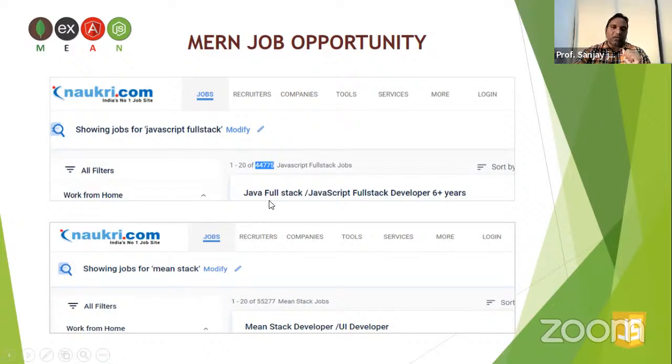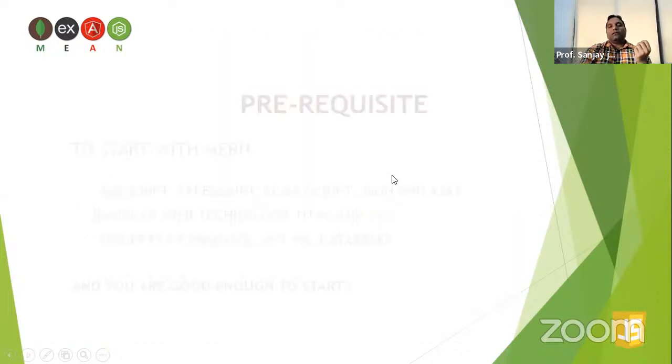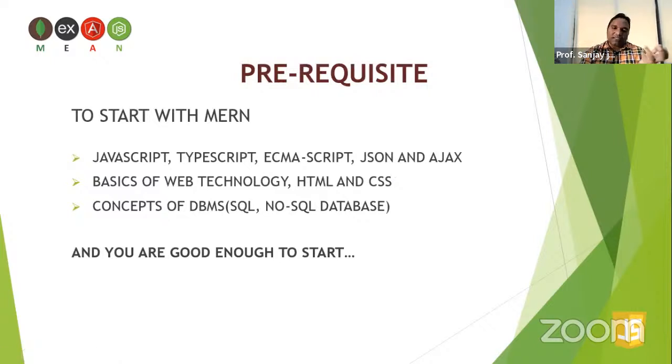So if you search for job opportunities, even on the famous job portals, you will see there are a lot of vacancies for full stack JavaScript developers. Somewhere around 45,000 for full stack JavaScript, and somewhere around 55,000 plus for MEAN stack development. So these stats will help you decide whether you want to go for full stack development in the MEAN stack, that is JavaScript. That was about job opportunities, and that will help you decide whether you want to start with JavaScript development or not.